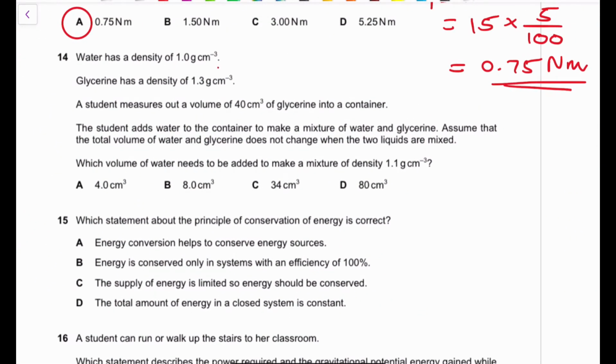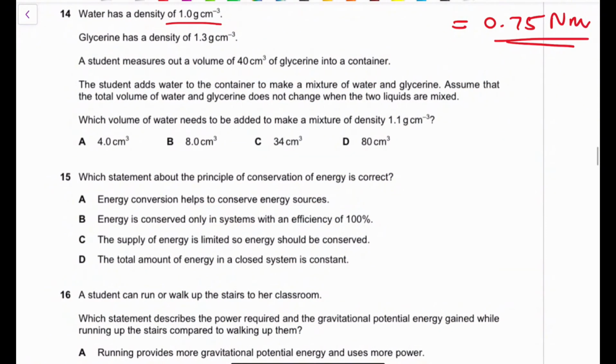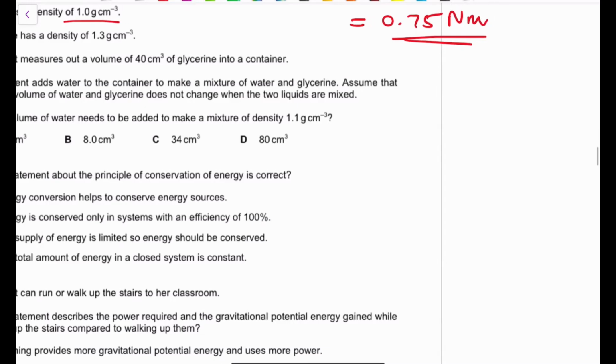You'll be given water, which has a density of 1 gram per dm cubed, and glycerine, having a density of 1.3 grams per dm cubed, and a student measures out a volume of 40 cubic centimeters of glycerine into a container. The student adds water to the container to make a mixture of water and glycerine. Assume that the total volume of the water and glycerine does not change. What does this mean? It means they remain separated as two different things, they won't mix up, reducing the volume.